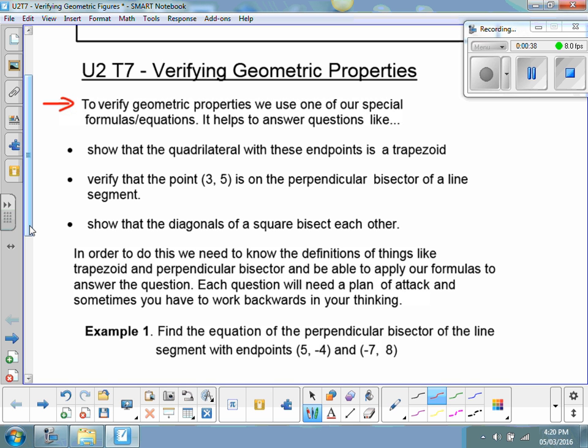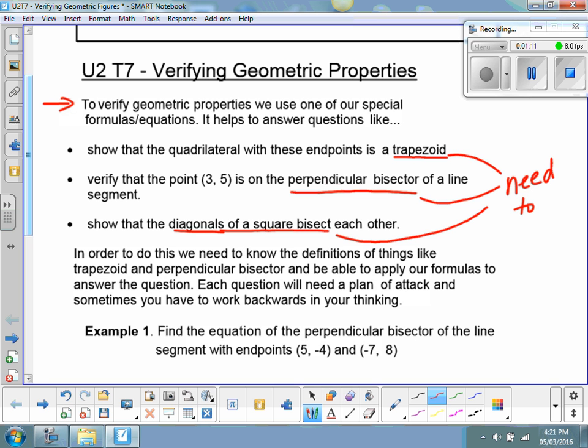So you may get a question like, show that the quadrilateral with these endpoints is a trapezoid. Or verify that the point 3,5 is on the perpendicular bisector of a line. Or show that the diagonals of a square bisect each other. So it's important when we're doing these questions that you need to know the meanings of these.